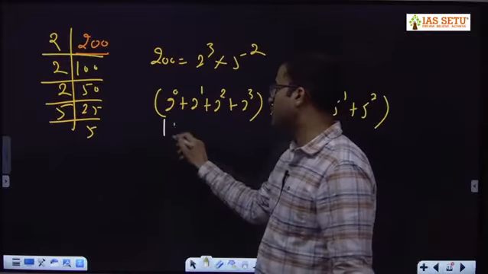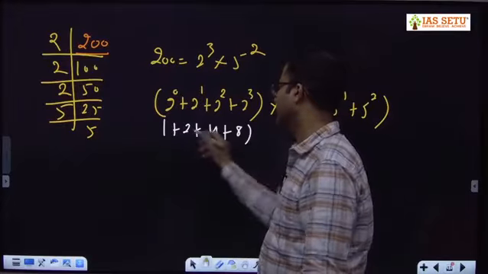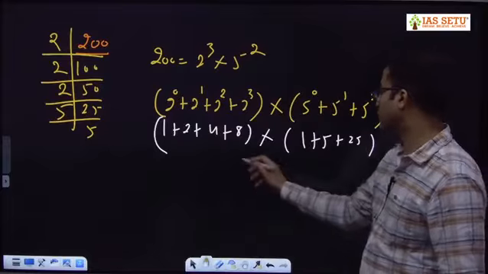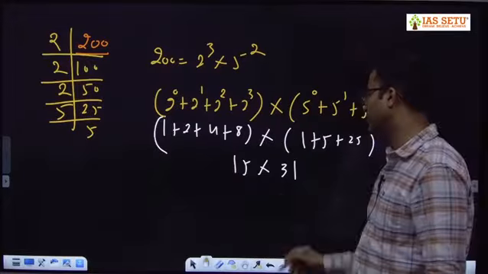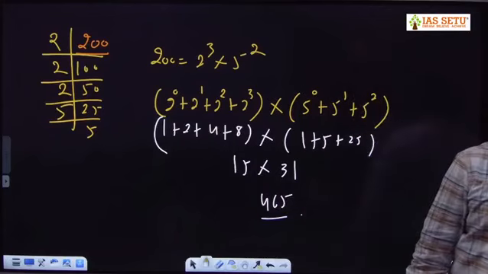So now here it is 1 plus 2 plus 4 plus 8, multiplied with 1 plus 5 plus 25. So this is 15 into 31, which is 465. All of you got 465. Now next thing is product of the factors.